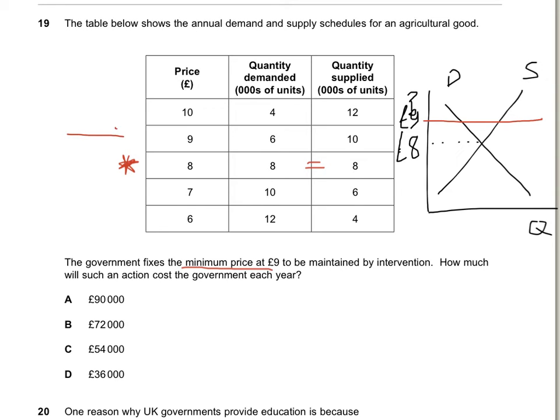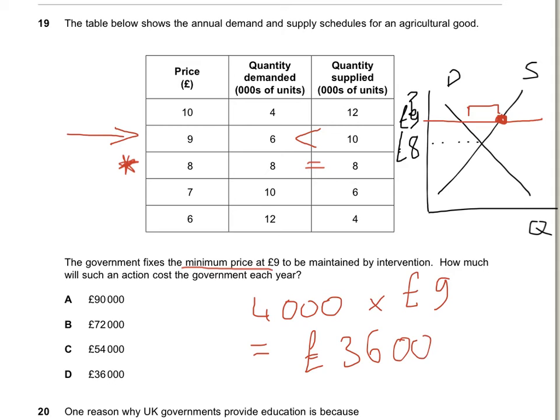At the £9 minimum price, we've actually got quantity supplied greater than quantity demanded. So we've got a difference there of 4,000 units that the government will need to buy, and that corresponds with this point on my diagram. And each of those units that it buys, so it's buying this difference here, they're paying £9 per unit because that's the minimum price. So if you do the simple calculation, the total cost of that action is £36,000. So the answer is D.